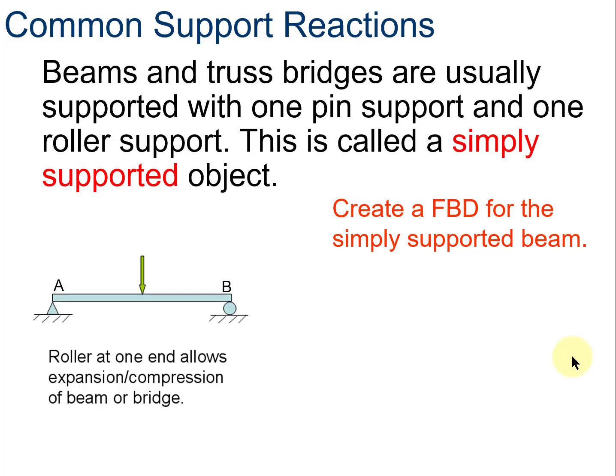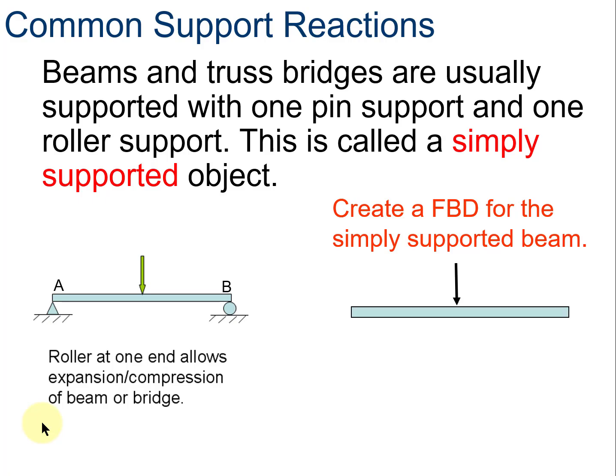Okay, common support reactions. Beams and truss bridges are usually supported with one pin support and one roller support. This is called a simply supported object. So create the free body diagram of this simply supported beam. This is kind of like the most primitive bridge you can imagine. It's just a beam going across a void. There's a roller at one end, which allows expansion and compression of the bridge or beam.